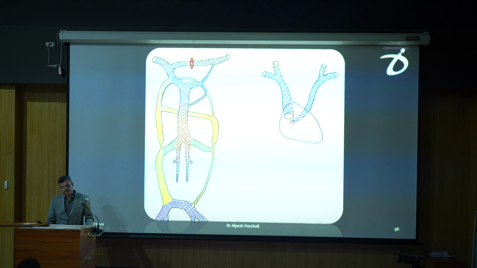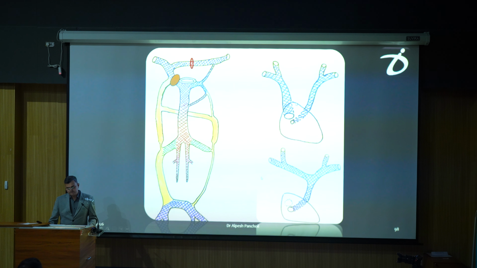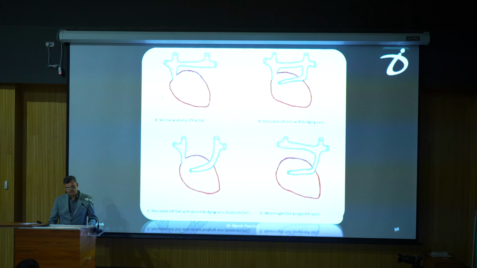If this bridging vein, and this is the left anterior cardinal vein, normally this involutes and this persists. But if this does not involute and this is not formed, then you have persistent left SVC. Sometimes, instead, this involutes and the right brachiocephalic vein joins the left SVC and it drains into the coronary sinus. So there can be variation.